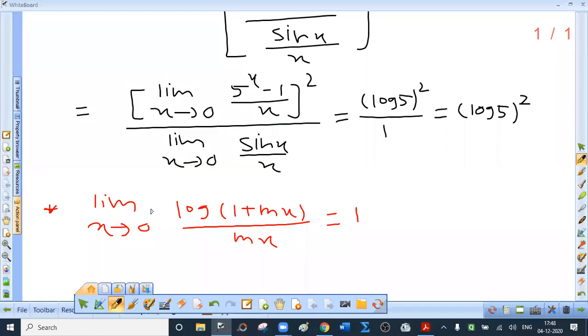See, in many cases, they use this as a standard limit: limit as x tends to 0 of log of (1 plus mx) upon mx equals 1. Actually, the logic is this is 1 upon mx into log of (1 plus mx). n log m is log of m raised to n. So this is log of (1 plus mx) raised to 1 upon mx. Now, what is the limit of log? Log of the limit. But note that the limit as x tends to 0 of (1 plus mx) raised to 1 upon mx is e. So effectively it is log e, and that is why it is 1. Okay.